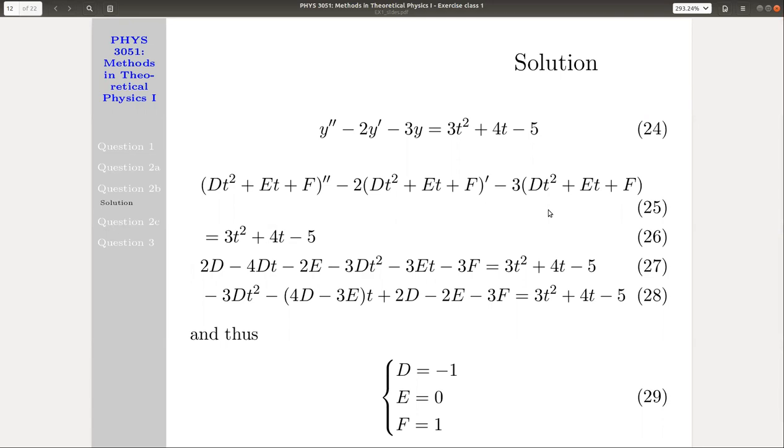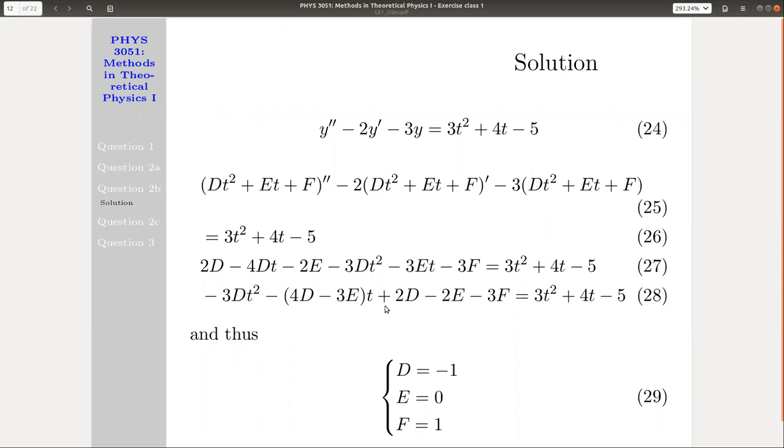Similarly, we substitute the trial solution into the ODE, and then we do the derivatives, and then we can just compare the coefficients of each term of the polynomial. So for the t squared term here, the coefficients have to be equal. And so we have minus 3d equals 3, and then minus 3e has to equal 4, and 2d minus 2e minus 3f has to equal minus 5.